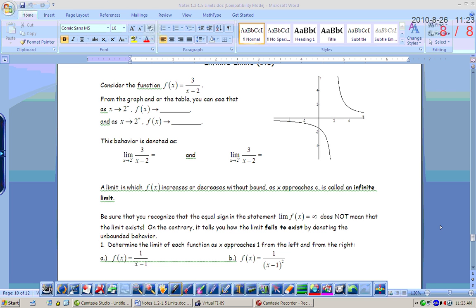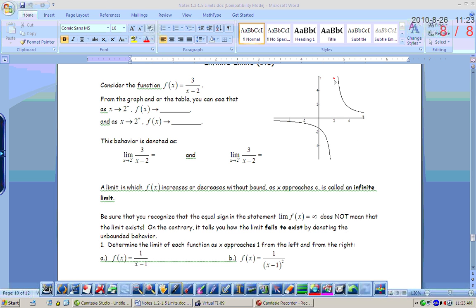Okay, we're going to talk about infinite limits. So basically, most of your answers to the limit questions in this section are either going to be infinity or negative infinity. So I want you to consider the function 3 over x minus 2, and I've graphed it for you over here. Where is there an asymptote on this graph? X equal 2 or y equal 2?